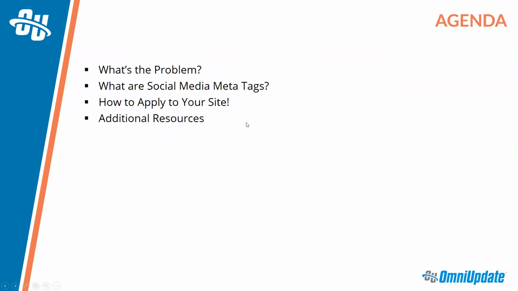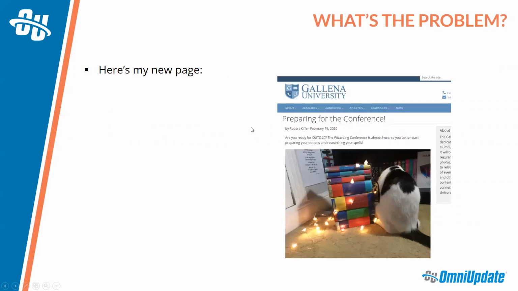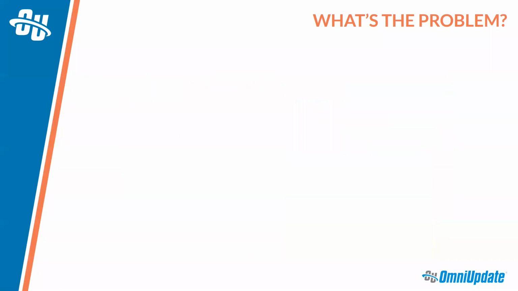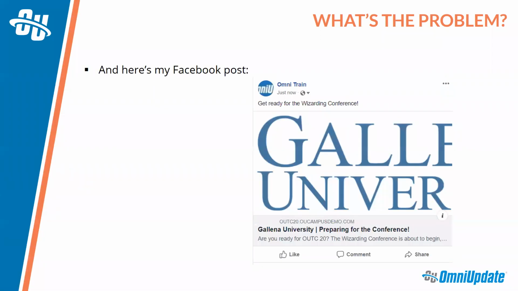So what's the problem? Why are we having this conversation today? We want to eliminate the issue of your web page looking a little bit funny when people share it. So let's see what could possibly go wrong here. First of all, I've created a new test page, for example, a blog article saying, hey, we've got the conference coming up, come check it out, you should start preparing for it. And I want to then post this on social media. So here's my page, and I'm going to share it on Facebook.